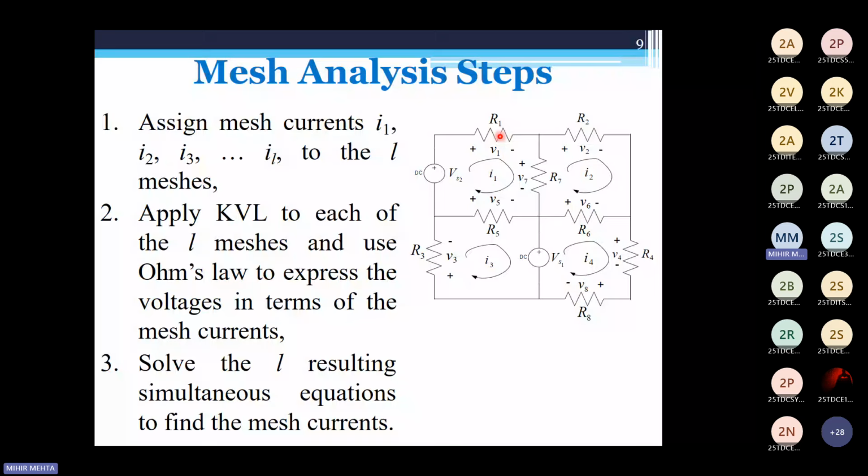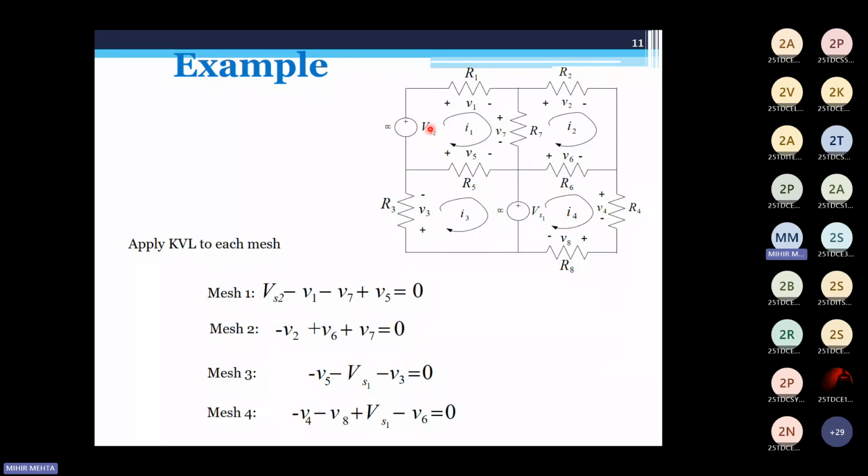Now we'll talk about the sign conventions later, whether this should be minus V1 or plus V1. We'll look at this at a later stage, but I hope how you apply KVL is understood. Once this is done, we form some equations and then we try to solve them. So let's see how these equations are formed.